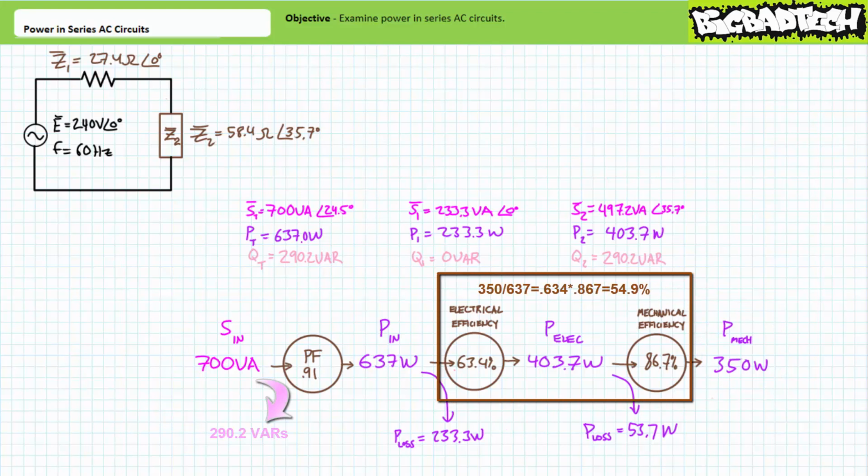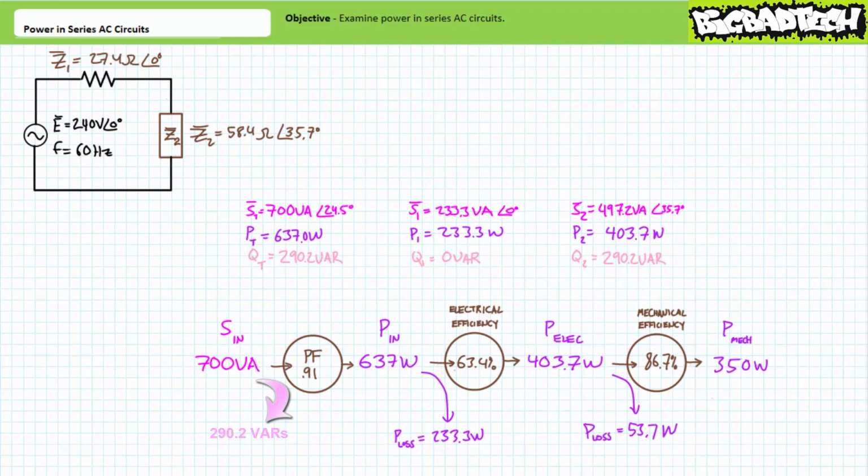Taken in combination, 637 watts of real electrical power went into this system, and we're seeing only 350 watts of usable mechanical power come out. This larger system would therefore have an efficiency of 63.4% times 86.7%, or roughly 54.9%. Again, power factor is the first hoop through which apparent power must jump to yield usable electrical power. Efficiency is that measurement of real electrical power efficiently transmitted through the system.